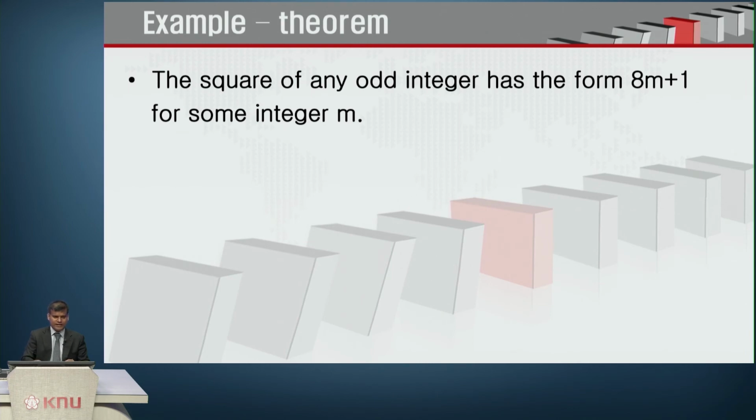So here is an interesting observation. In fact, it's a theorem, and we'll see how it can be proved. The question given to us here is: the square of any odd integer has the form 8m plus 1 for some integer m. So here you are going to suppose you are talking about the square of any odd integer, and this square has the form 8m plus 1 for some integer m.